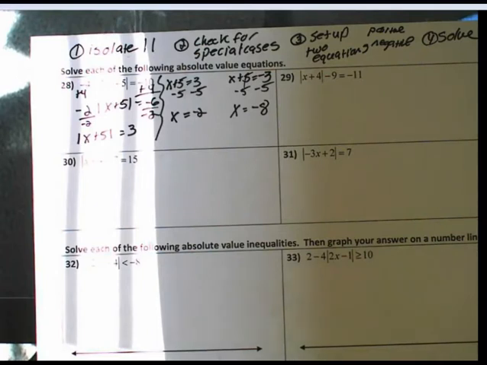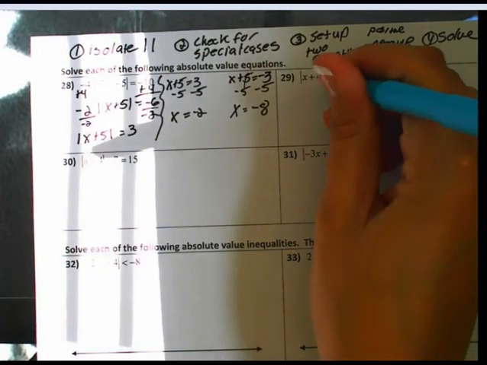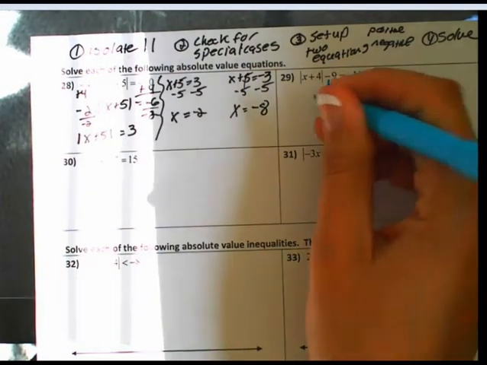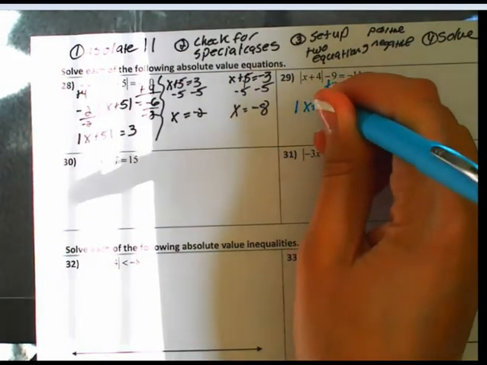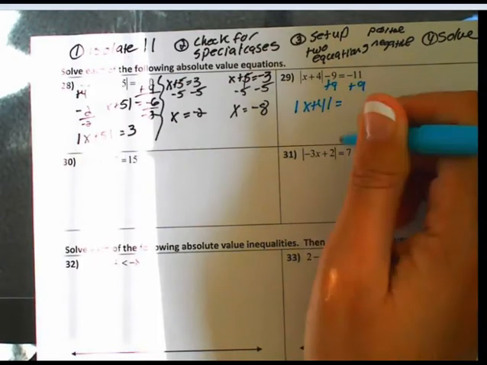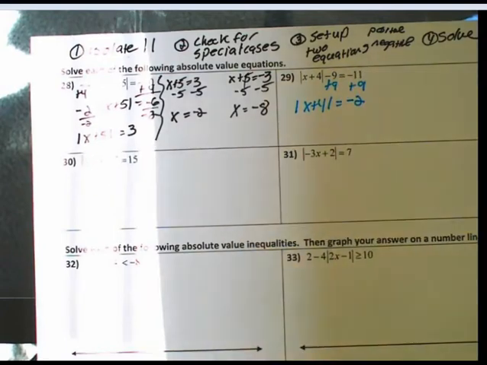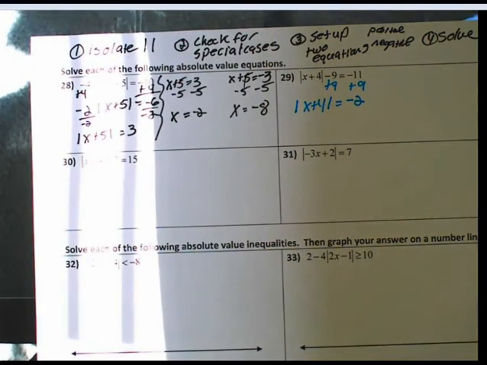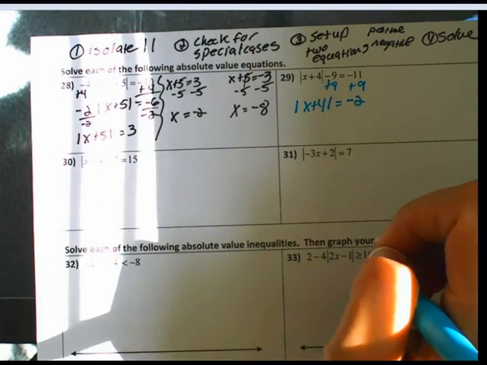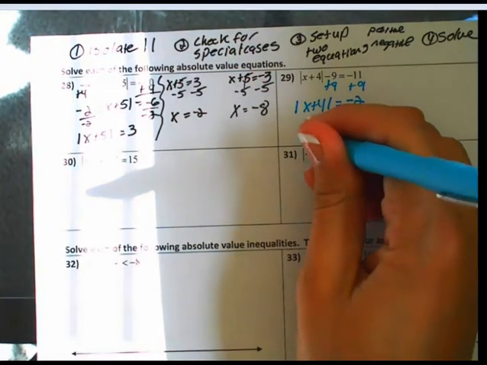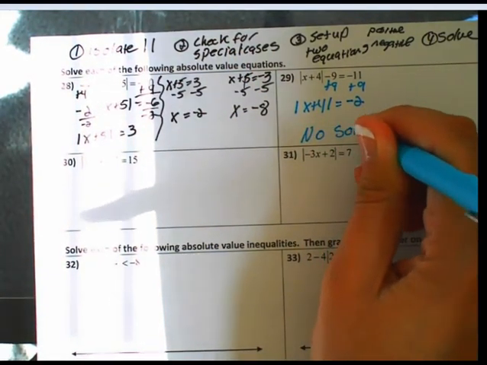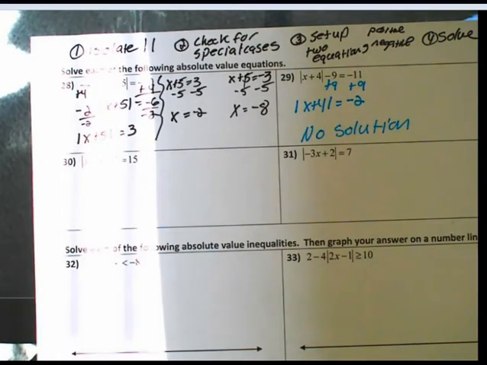All right, let's look at the next one. So I have the absolute value of x plus 4, then on the outside minus 9 equals negative 11. So I'm going to plus 9. So the absolute value of x plus 4 equals negative 2. So the absolute value cannot equal a negative number, so you can stop right there. You do not need to do anything else. We're checking for our special cases, so this is no solution. Absolute value cannot equal a negative number.